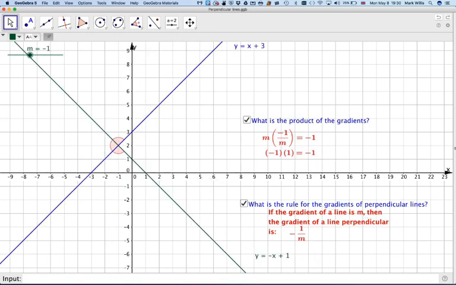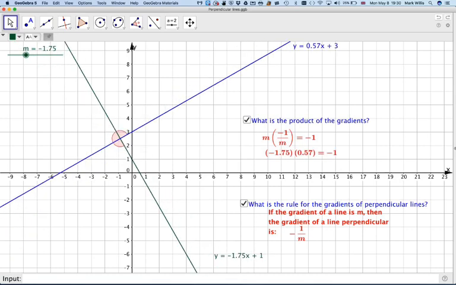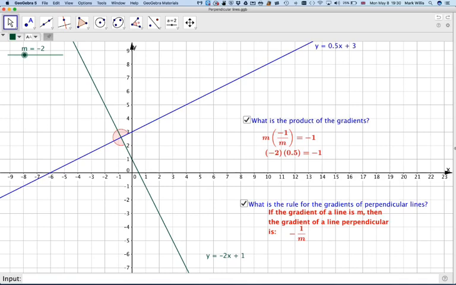If we make m negative, the same idea works. The angle is still 90 degrees. Let's do something like -2. This one has a gradient of -2, and therefore -1 over -2 is actually a half, and again if you multiply these together you get -1. So once you've got the gradient of your perpendicular, you should multiply the two gradients together just to check that you actually get -1.